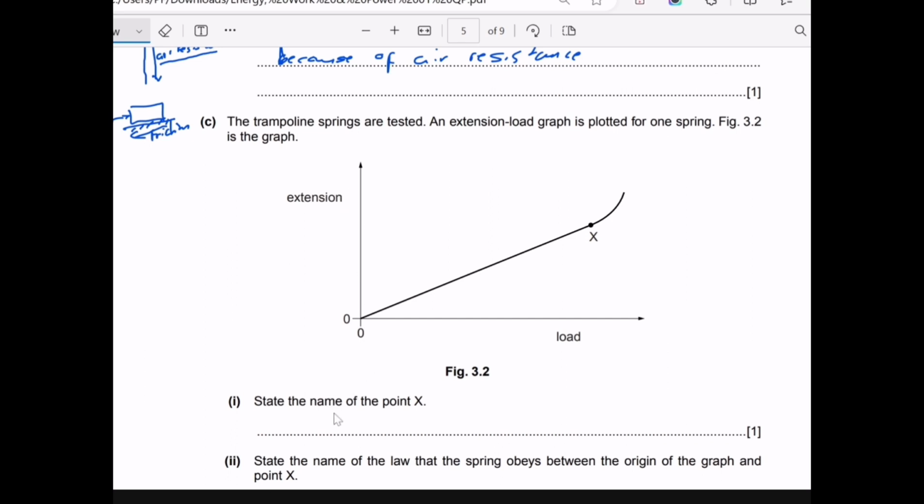Okay. So state the point X. From this point up to point X, it's called the elasticity point. Just above this point, it will start to have the process of breaking. So this is the elasticity point where if you release the force that you're applying, it will go back to its original position. So it's called the elasticity point, or you can just say the elastic limit.